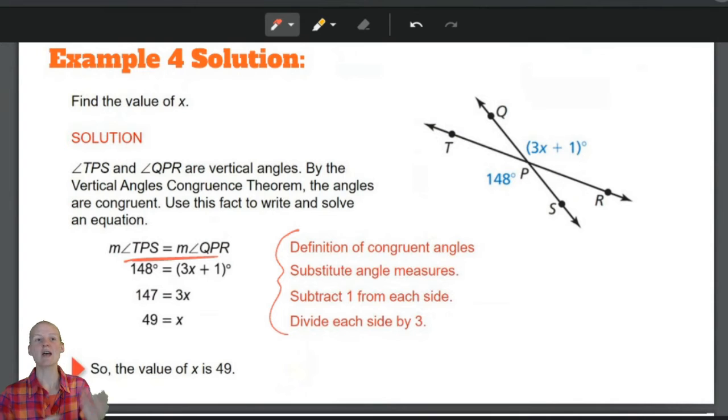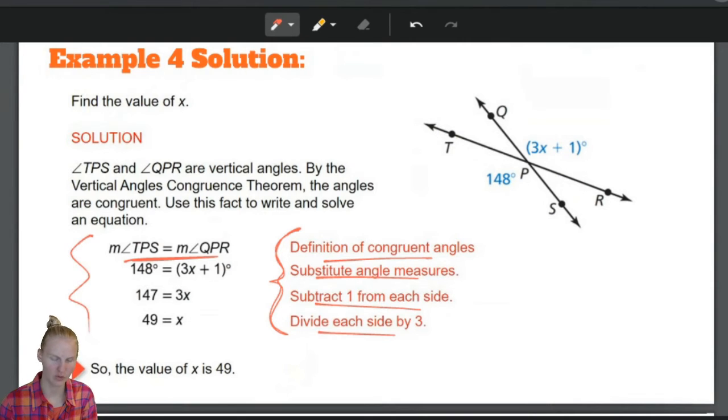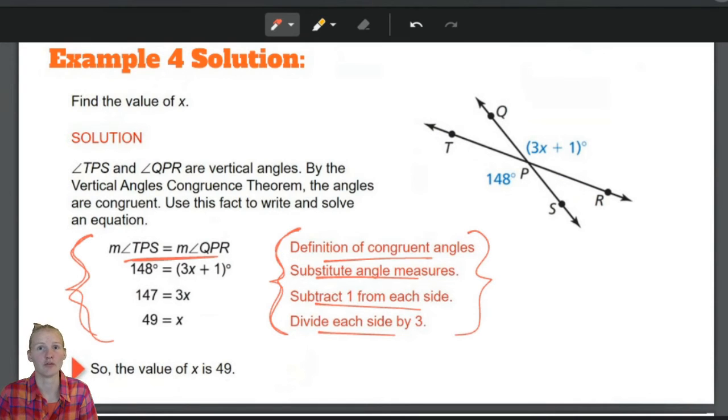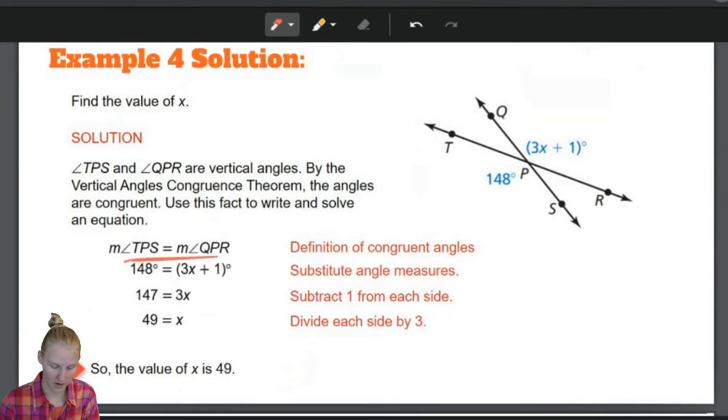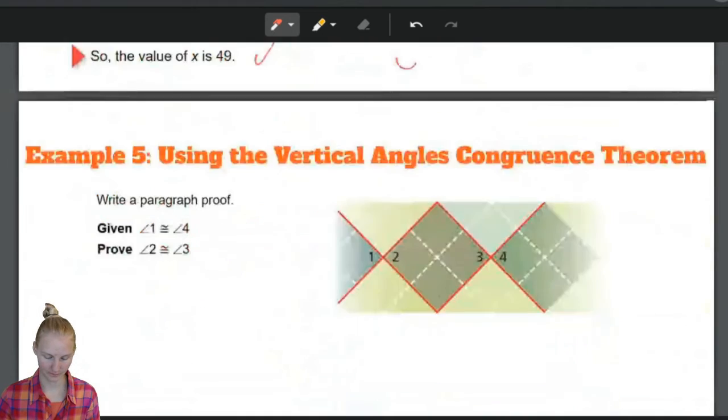And you can see every time I show you one of these solution slides, and these are from the online Big Ideas curriculum, they always tell you what they're doing when they do the problem. They always give you the steps and what they're doing. This is kind of like a proof. Subtract 1 from each side. Subtraction property of equality, etc., etc. But they got 49, so did we. We were right. Yay for us.